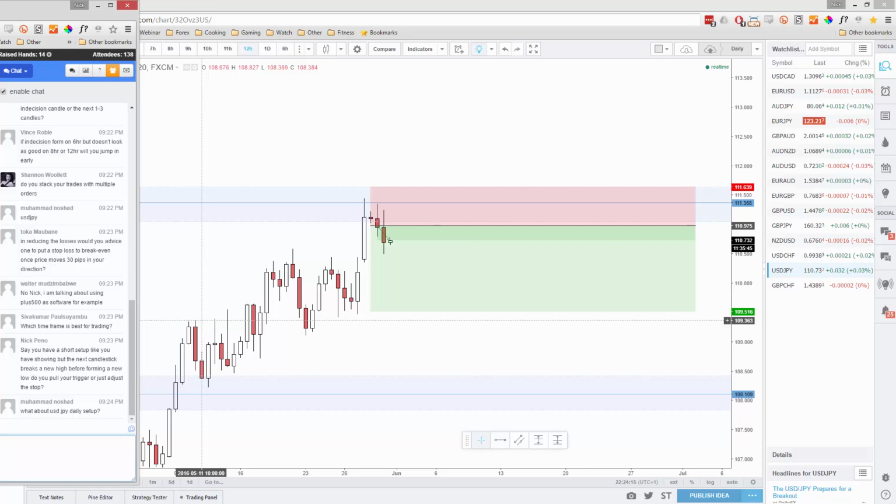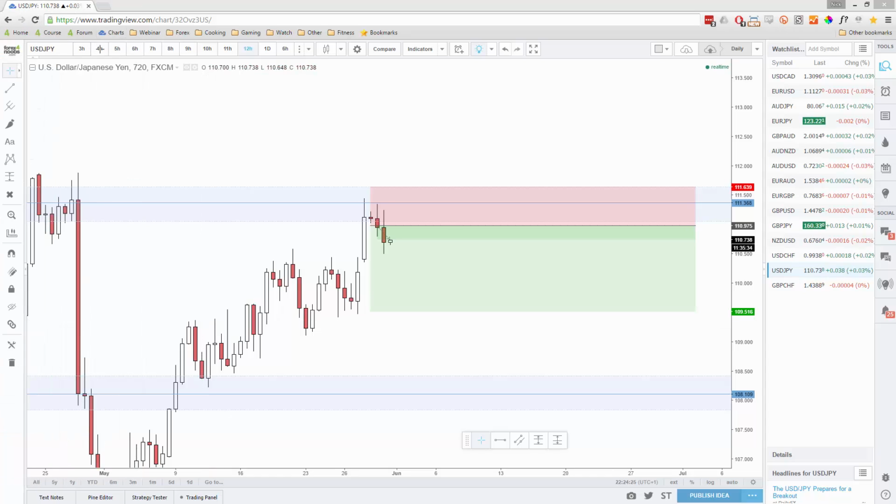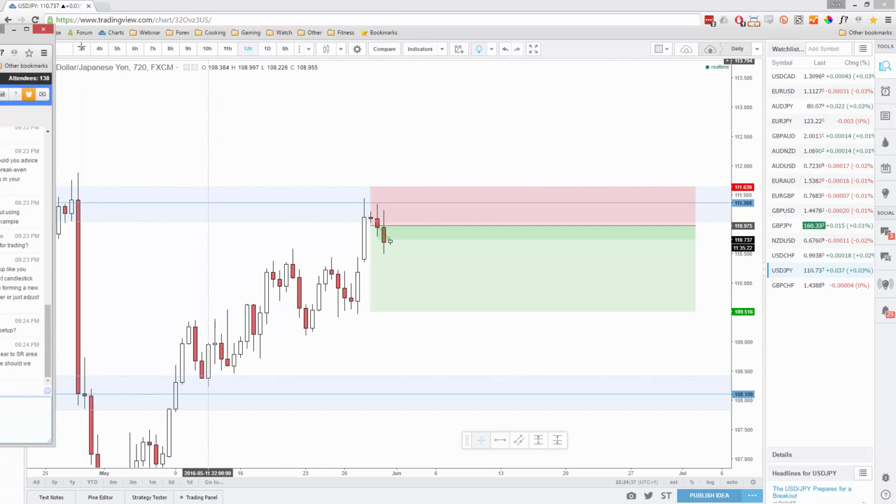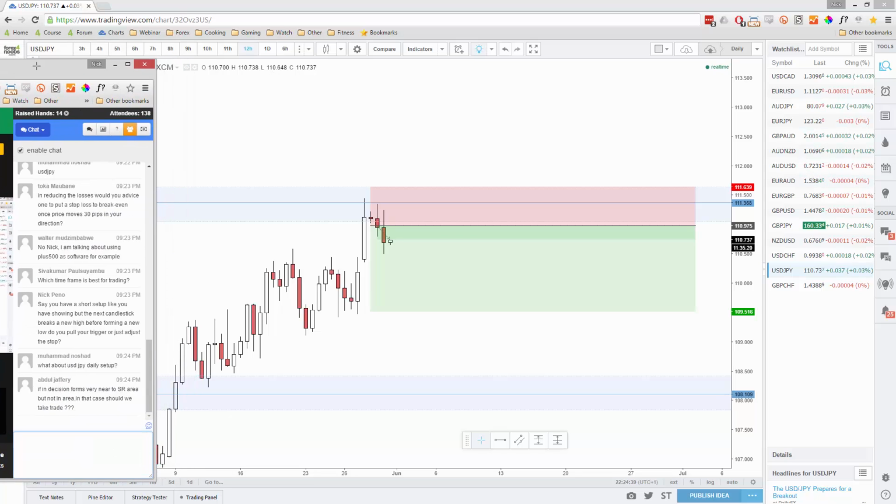Which time frame is the best for trading? There's no such thing as a best time frame. I look at all the time frames really. I look at the 3 hour, 4 hour, 6 hour, 8 hour, 12 hour, and daily. And I even look at the time frames in between, like the 5, 7, 9, 10, 11, but I don't actually trade those.